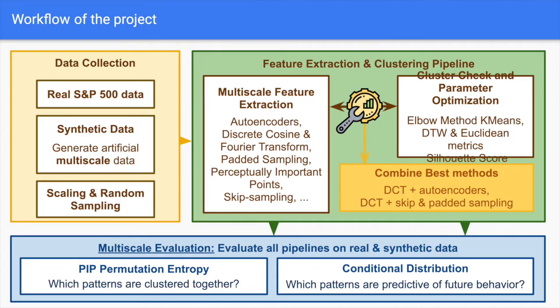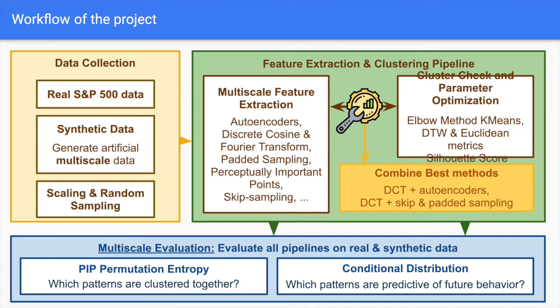Thanks, Hritik. So how do we identify multi-scale patterns in data? We break the problem down into 3 sub-problems. Firstly, how can we gather data that has multi-scale patterns? We use real data from the S&P 500 over the past 20 years, and we also generate our own artificial data, which we use to check our algorithms.